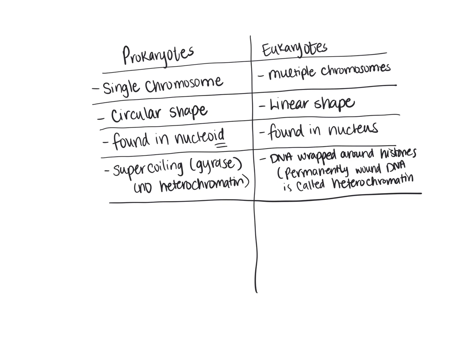Prokaryotes will not have heterochromatin. All their DNA is going to be expressed. But in eukaryotes, there are many segments of DNA that are permanently wound up and will not be expressed.